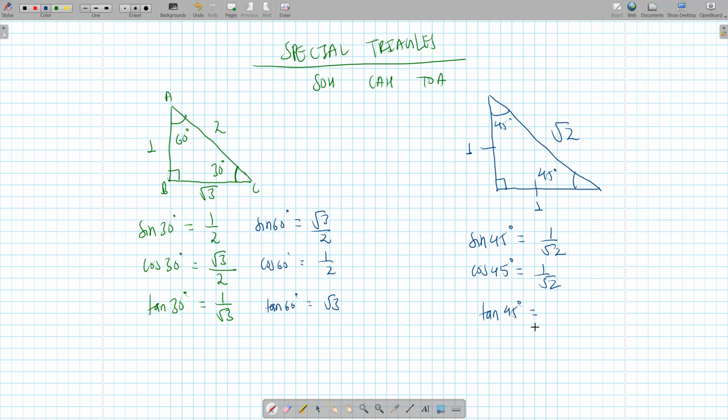Tan of 45. 1 over 1. Correct. So there's a 1. Cool. So these are called the ratios of the special triangles, okay? You don't need a calculator for this. Let me show you why this is equal, because this is a little bit weird, right? How did that end up becoming equal?